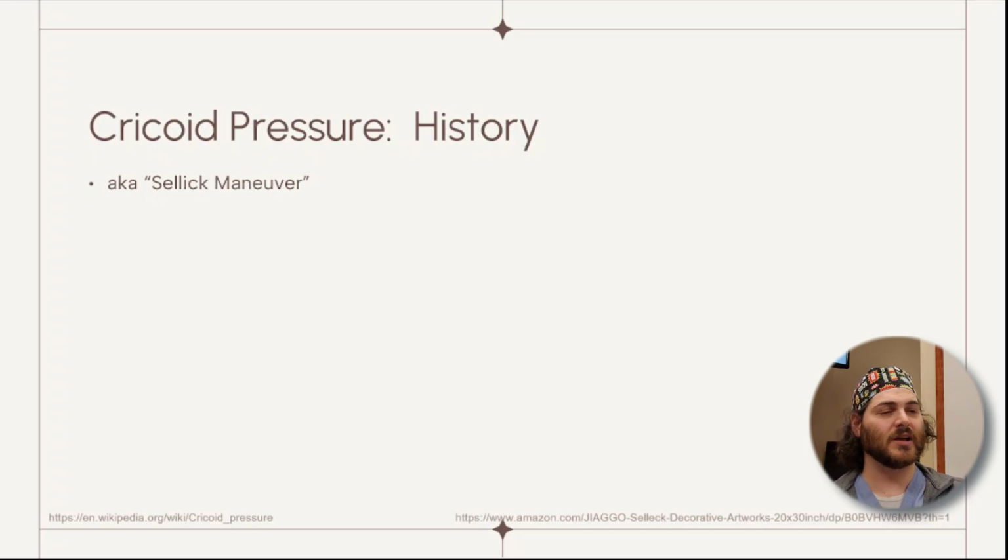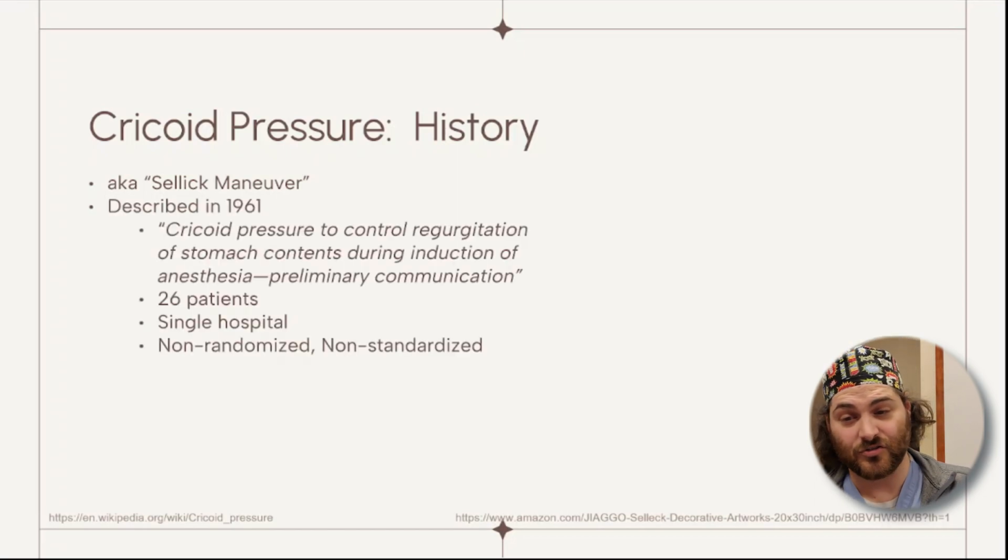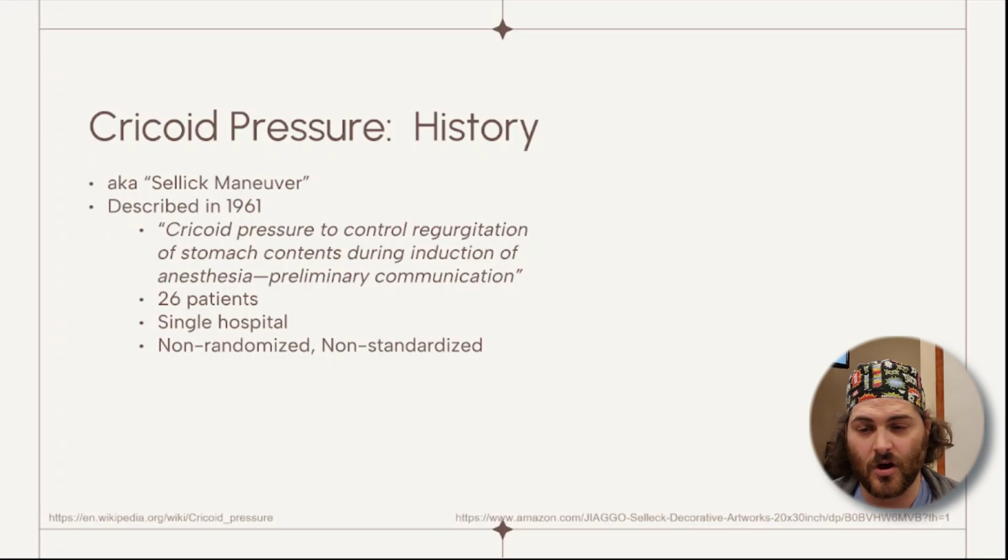What's unique about this ring? It's the only cartilaginous ring that is a complete ring in your trachea. Everything else is kind of horseshoe shaped. This one is actually a full circle. So the idea from Dr. Sellick back in the day was that maybe you can use this full ring to your advantage, push down, and actually occlude the esophagus, which will prevent regurgitation and aspiration.